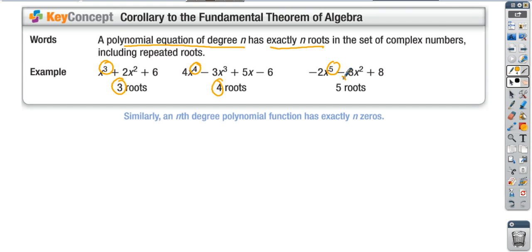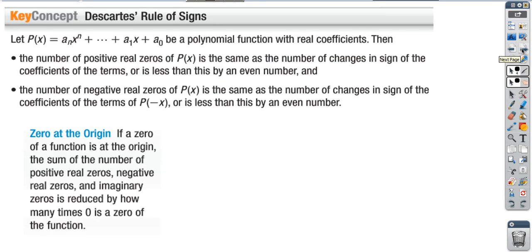Something to the fifth has 5. If it were this equation, x to the 100th, that would have 100 solutions, or 100 roots. Some of them might be real, and some of them might be imaginary, but we're guaranteed to get that many roots out of that degree.